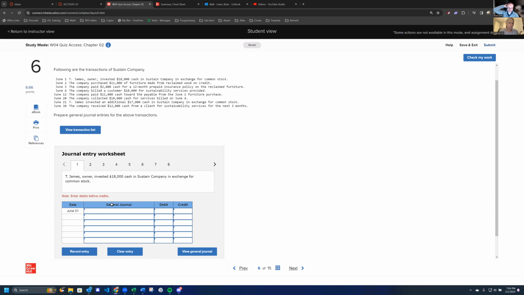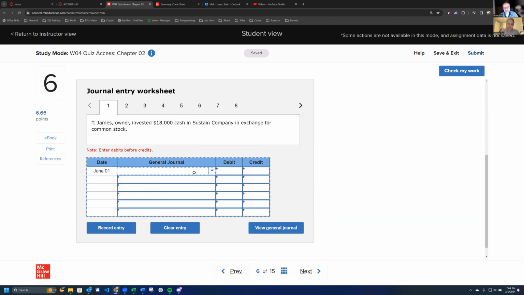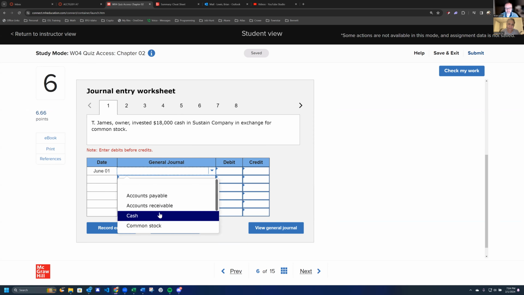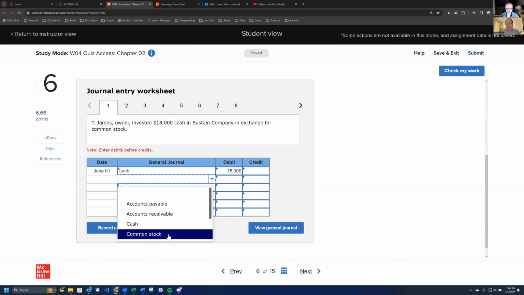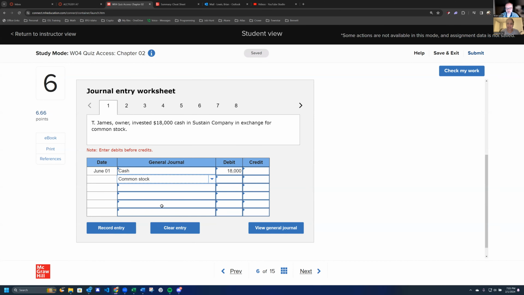Okay. So this first one is already right there. I can make it bigger so everybody can see it. It says that T. James, the owner, invested $18,000 in cash in Sustained Company in exchange for common stock, right? So on that one, we are going to put cash, and it's a debit of 18,000. Correct. And the second one is going to be common stock. That's where I'm not sure if it's debit or credit.